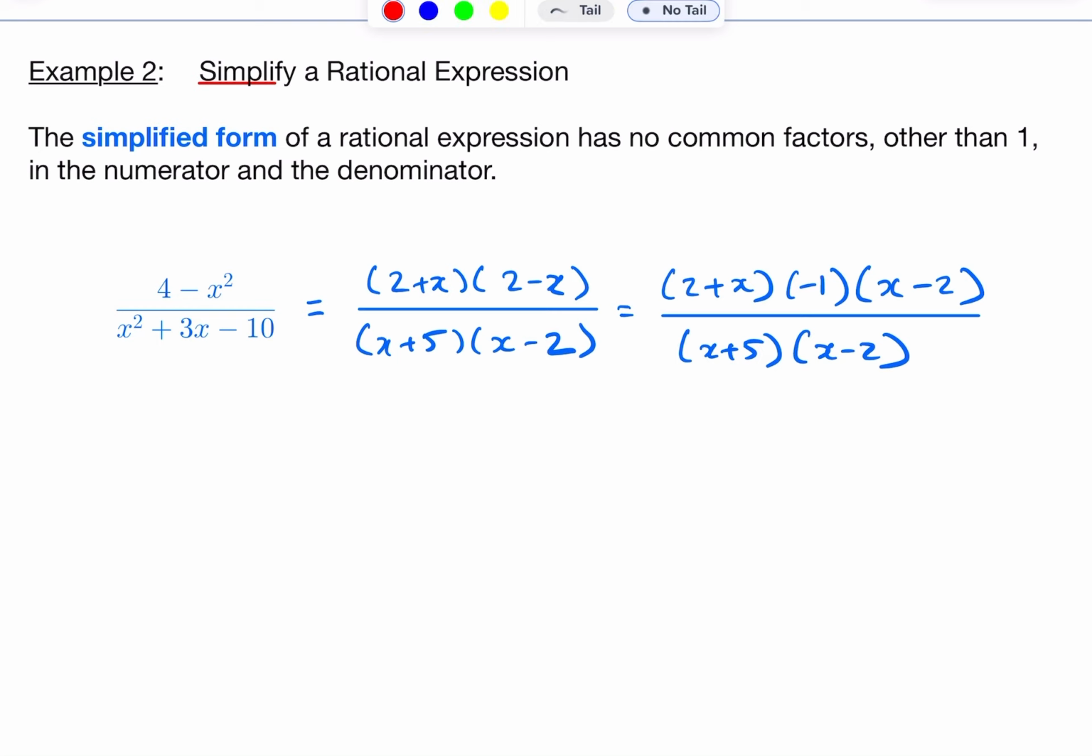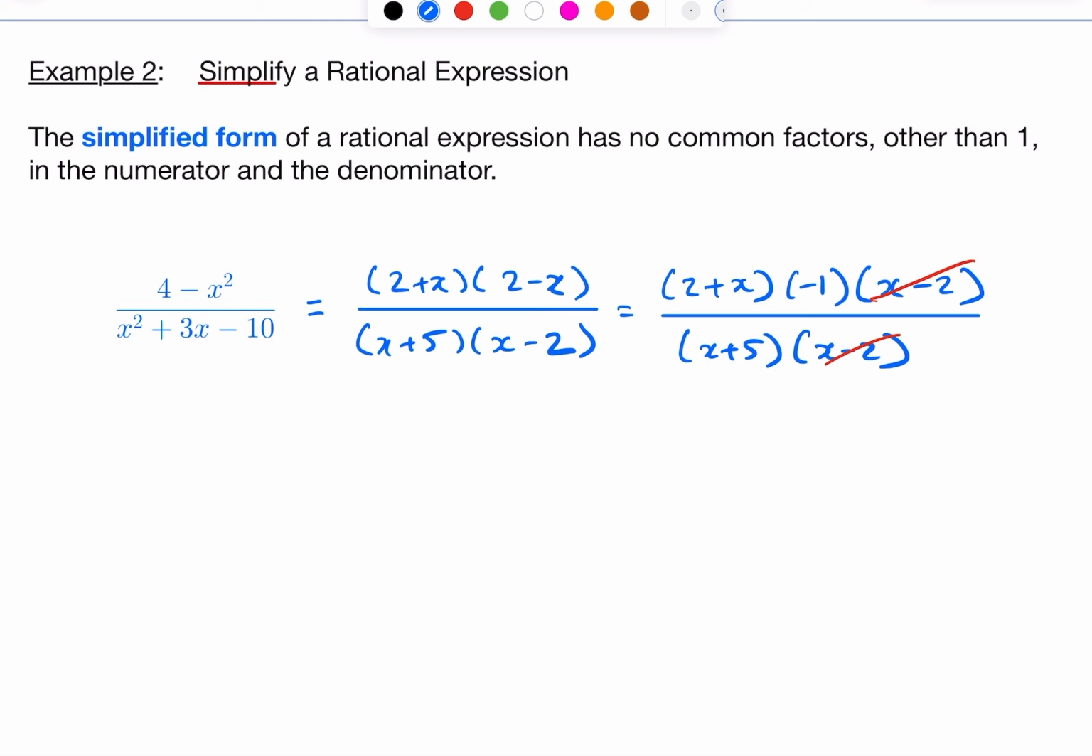Now, if you think about this, if we were to multiply this out, -1 times x is a negative x, which is exactly what this is. And then -1 times -2 is a positive 2, which is what this is. So factoring out a -1 allows us to flip this around. So now we have an x minus 2 in the numerator as well as that in the denominator. So we can go ahead and cancel that out.